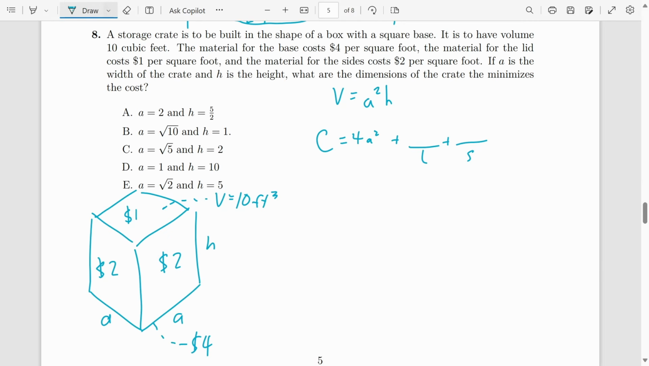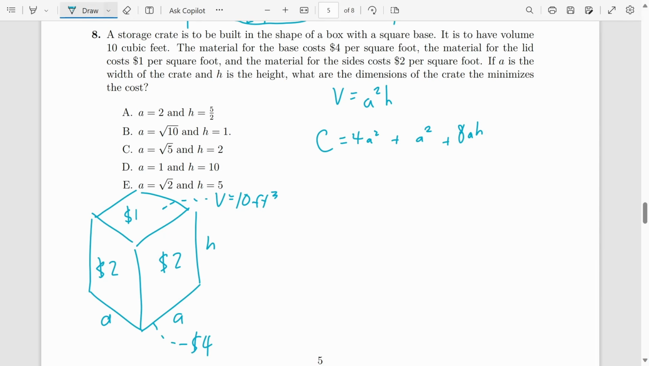Now for the lid, it's the same thing, but it only costs $1 per square foot. So that's just going to be 1 times A squared. And then for the sides, the side is $2 per square foot, but we have 4 of them. So 2 times 4 is 8. So it's $8 per square foot, and to determine the area of a side, that's A times H. So 8AH for all of the sides combined. And that is our cost formula. That's what we will eventually take the derivative of.